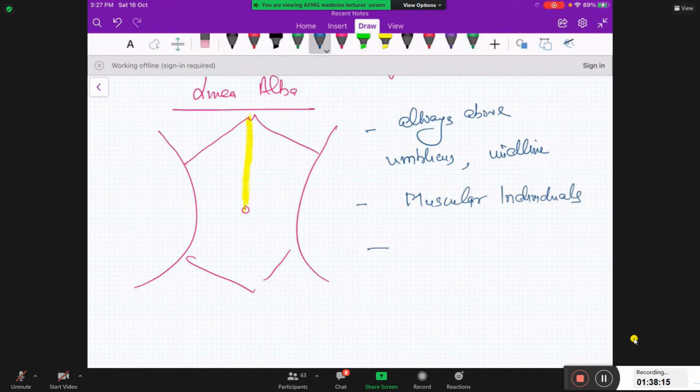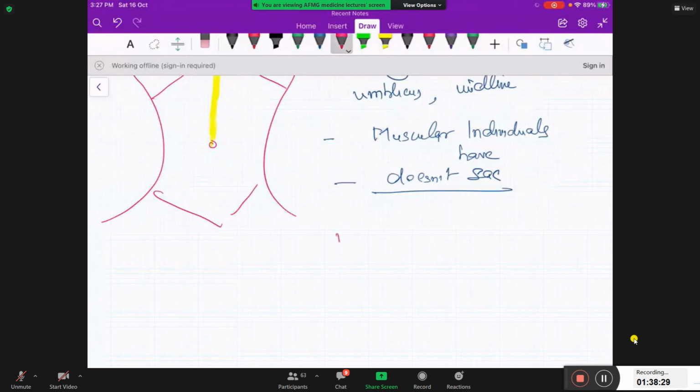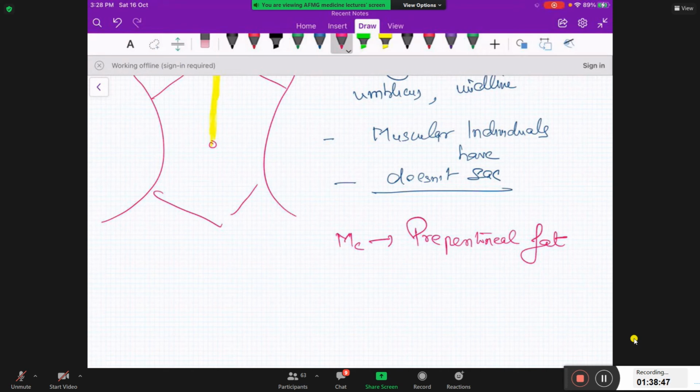And I told you every hernia has a sac. Epigastric hernia is one hernia which doesn't have a sac. This is the only exception. And the most common content of this hernia, again a question asked, is pre-peritoneal fat. Most common content in this hernia is pre-peritoneal fat, and in this hernia usually there are multiple defects.